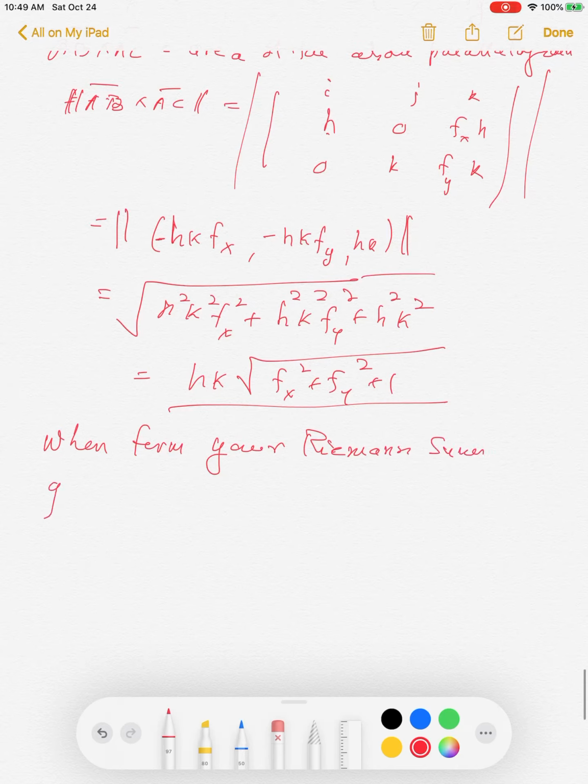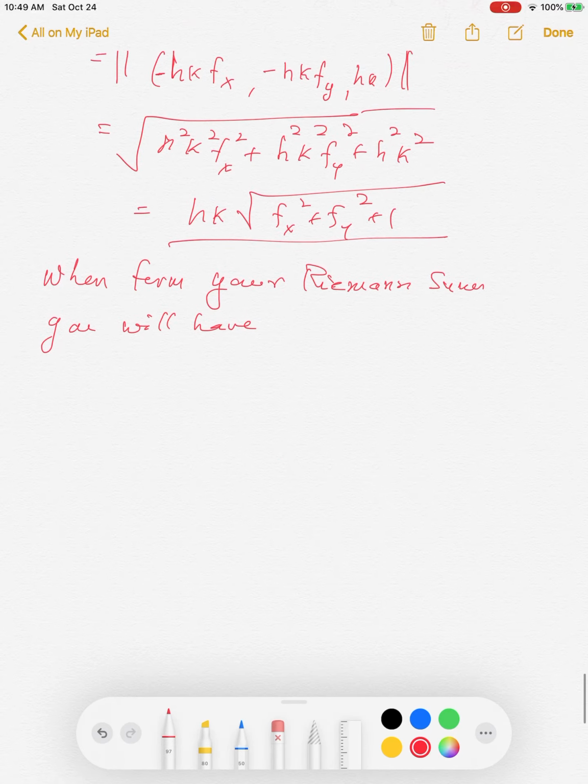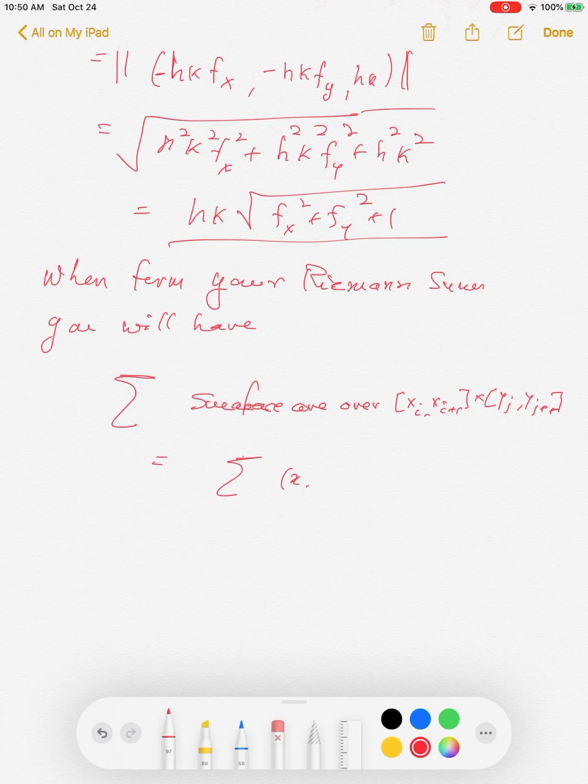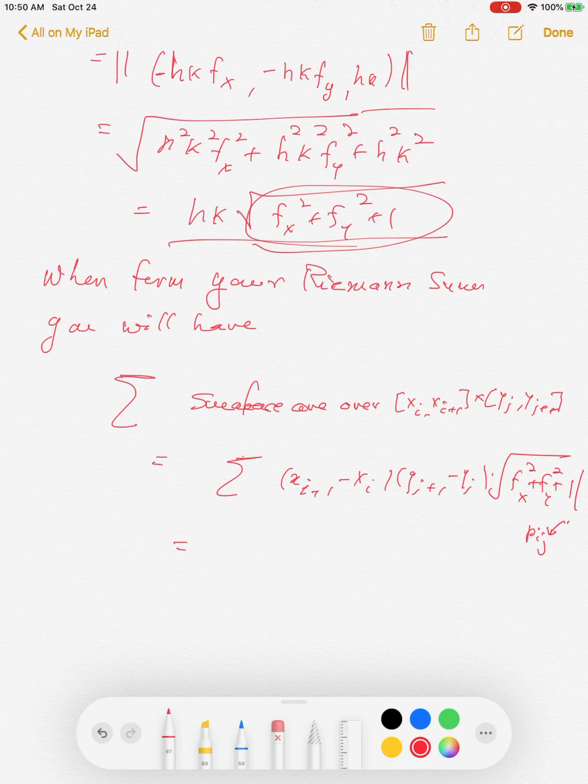So when you form your Riemann sums, if you are counting the patches of the surface, you will get the summation of such terms. You will have the surface area over the x i to x i plus 1 cross y j to y j plus 1 patch. If you are counting the surface area, this is going to give you exactly this thing. This is your little rectangle: x i plus 1 minus x i, y j plus 1 minus y j, multiplied by the value of this function, root of fx square plus fy square plus 1, evaluated at some point which I call Pij.